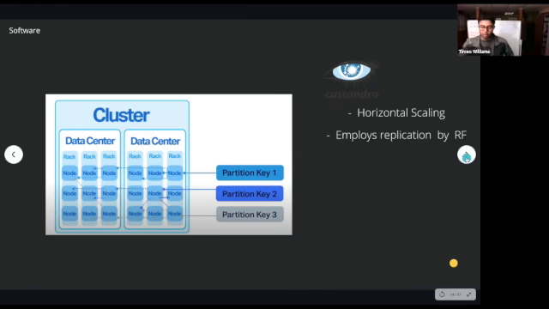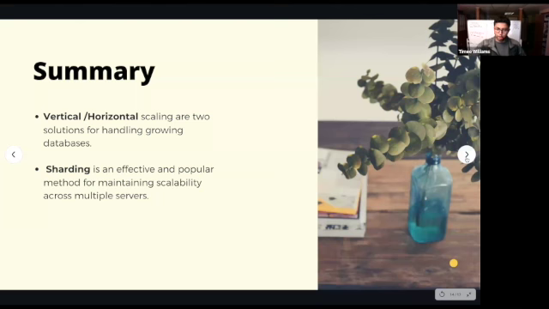In summary, we've talked about a lot of stuff, vertical and horizontal scaling being those 2 solutions for handling growing databases, and sharding being a very effective and popular tool for maintaining scalability.